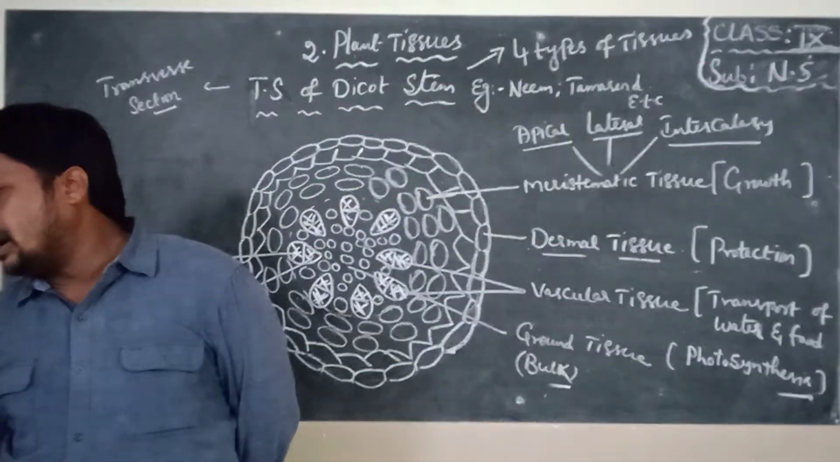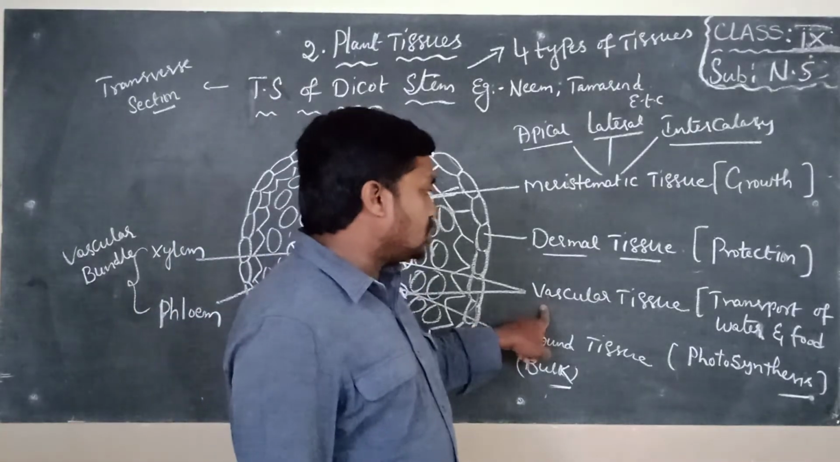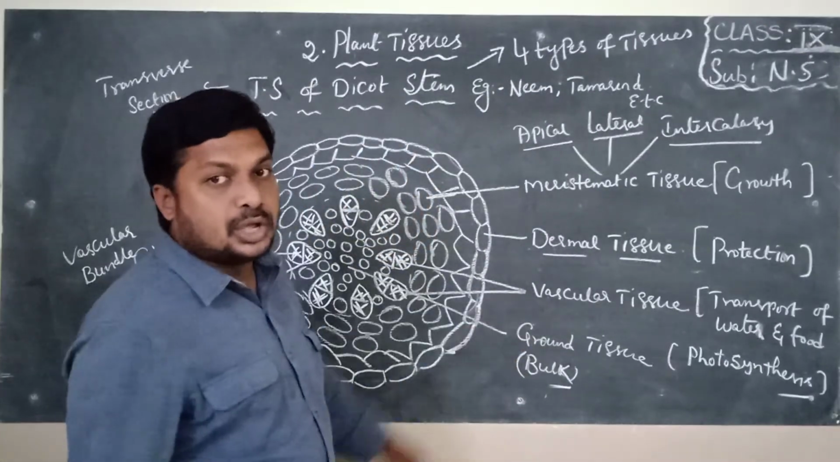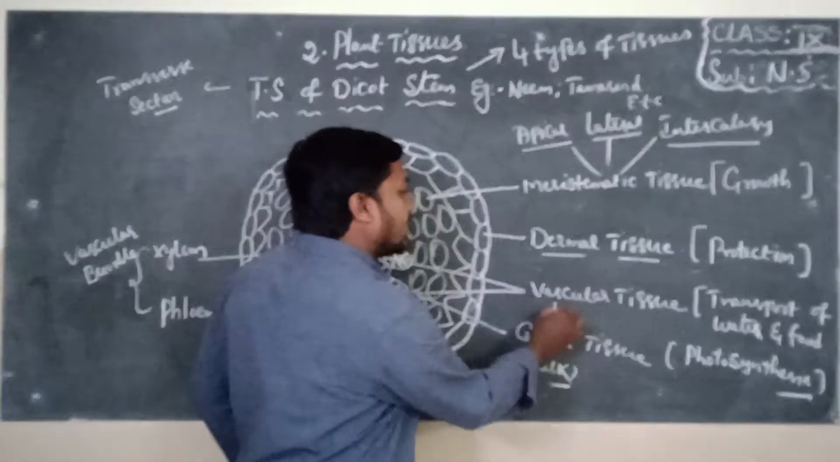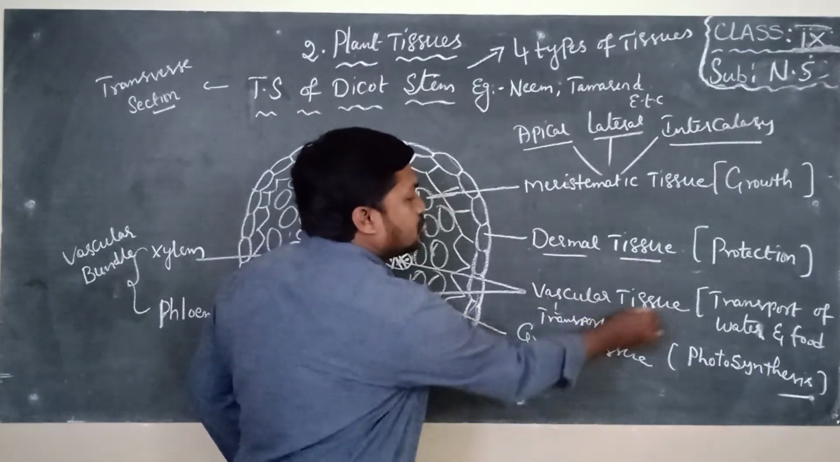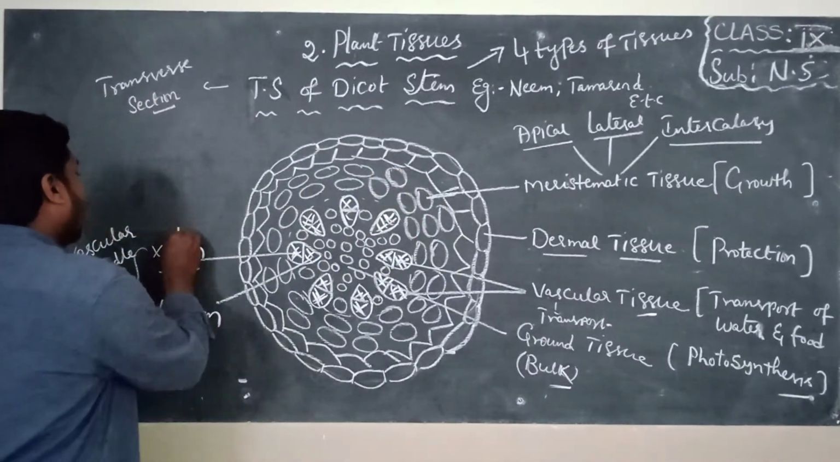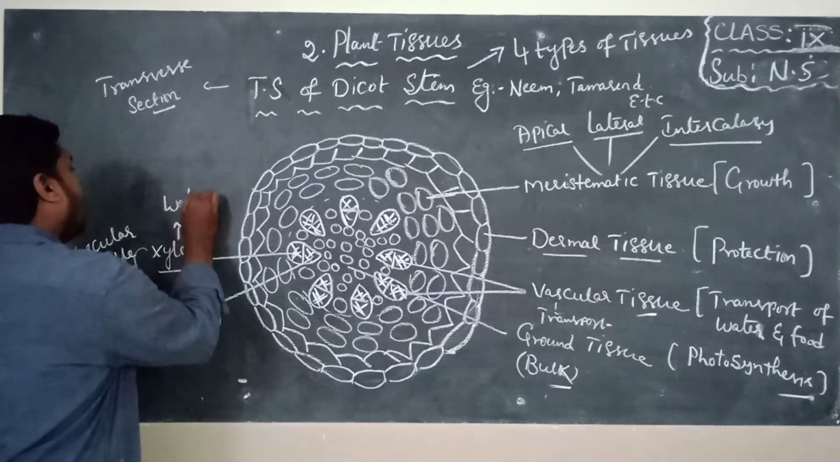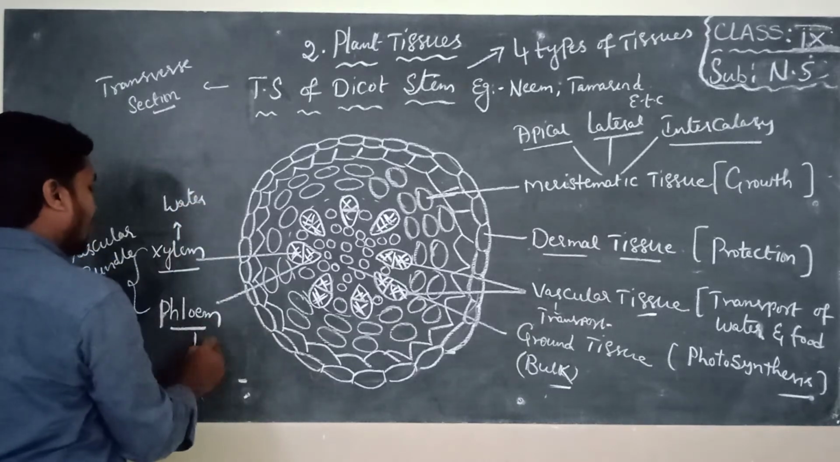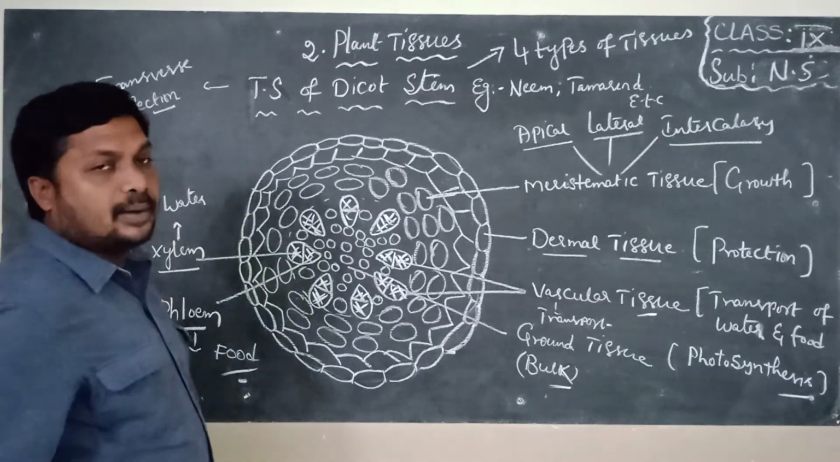Next one is vascular tissue. The third tissue is called vascular tissue. The word vascular indicates transport. Here we find two types of tissue, which are groups of cells. That is called xylem and phloem. Xylem transports water from roots to all parts of the plant. Phloem transports food from leaves to all parts of the plant.